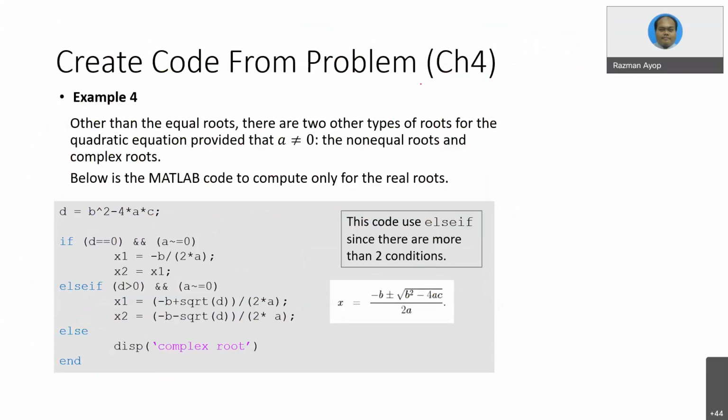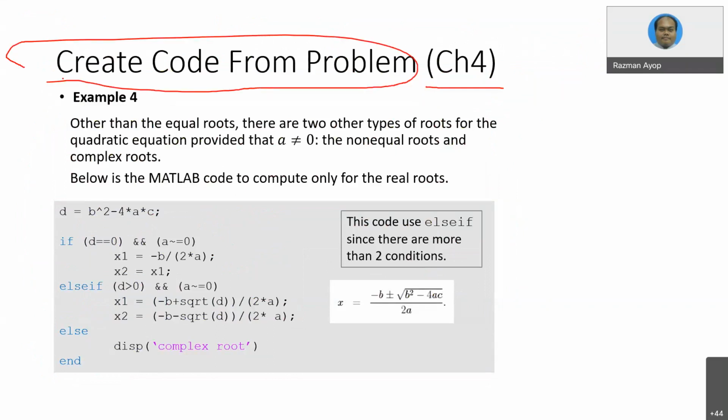Oh, I skipped it. This is from chapter 4, the control flow. You also have to create code from a problem. They will give you a problem, and from that problem you have to solve it using code.